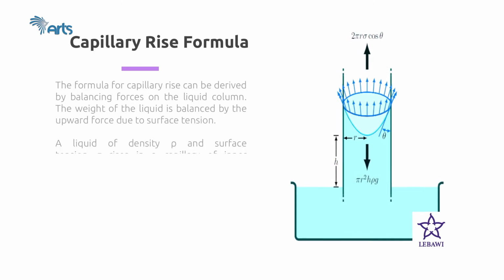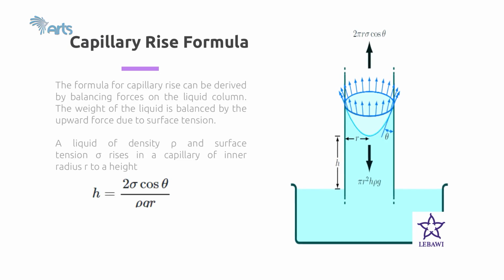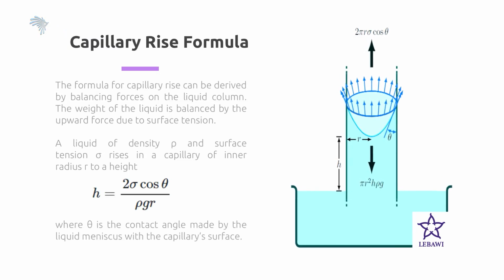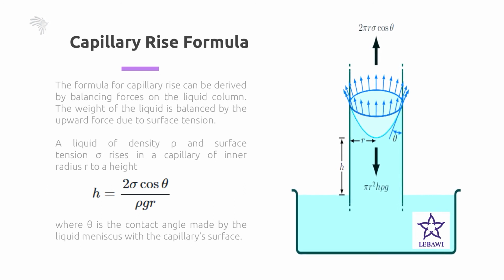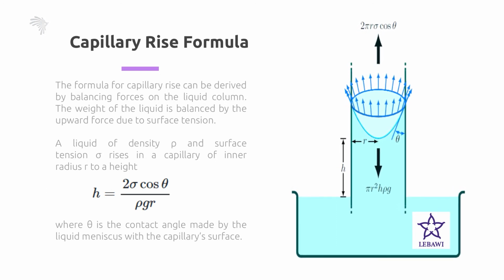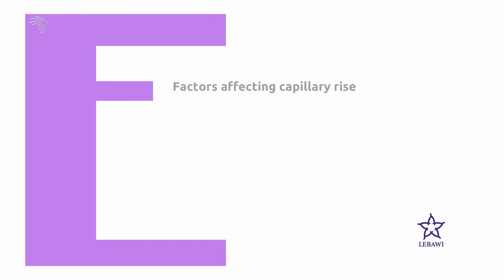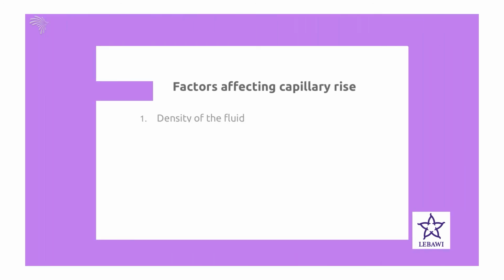So to calculate the capillary rise, we can use this formula. And as you can see from the diagram, there are factors that can affect this capillary rise. The first one is the density of the fluid. So as the density of the fluid increases, its capillary rise will be smaller.